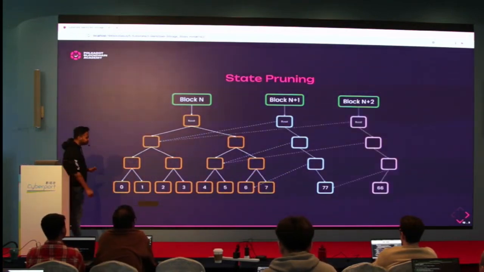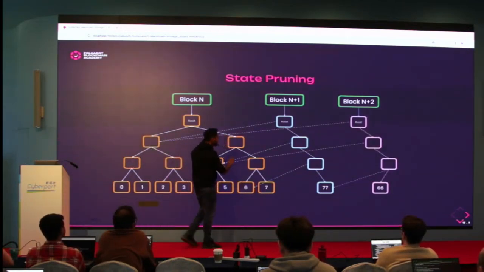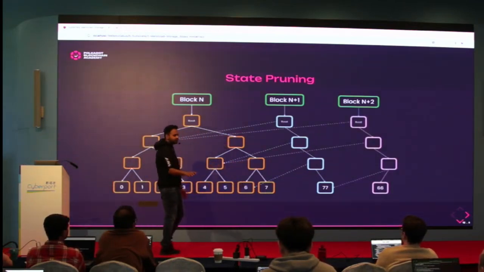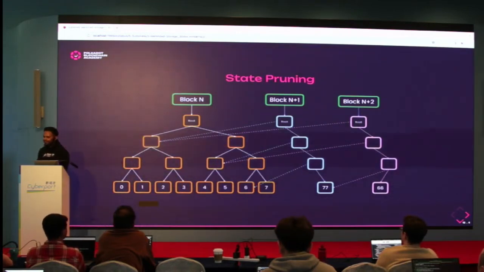N plus 2, this node is changed, and the exact same thing happens, right?